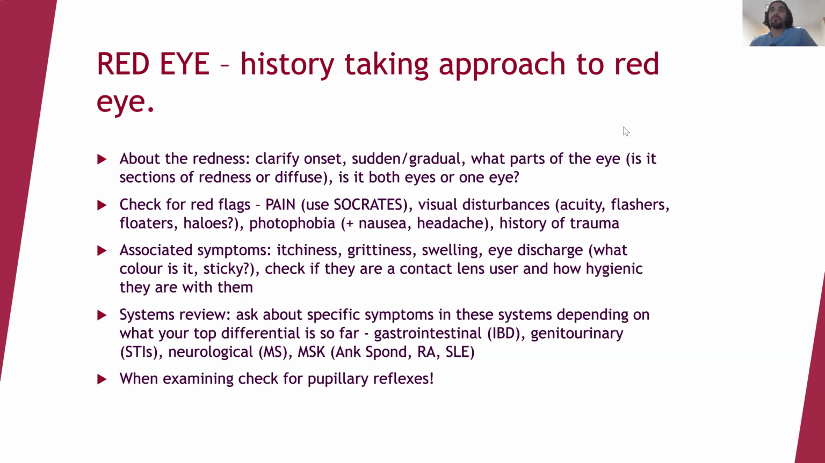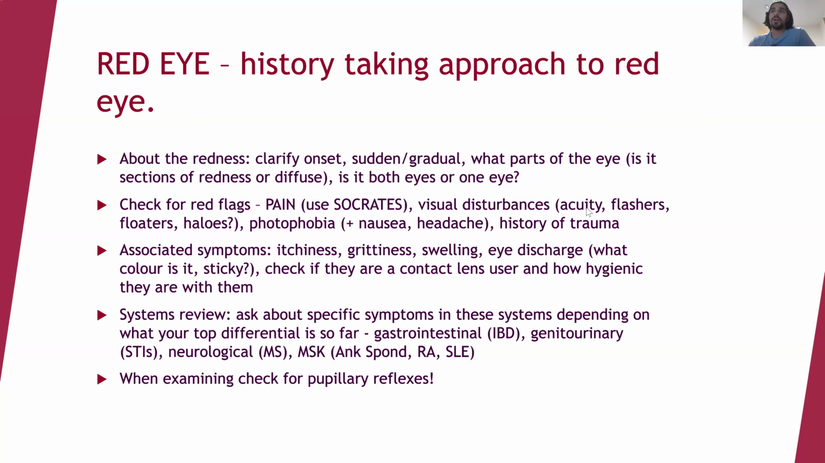So red eye, taking a history. It's similar to SOCRATES. So when was the onset? Was it sudden? Was it gradual? Where is it? Is it one eye or both eyes? Due to pain, if it is pain, again SOCRATES. The key red flags you want to look out for are visual disturbances. Is it more blurry? Do you see flashes and floaters? Do you see halos? Is there photophobia? What about meningitis, if you have nausea and headache? Is there a history of trauma? Those are the main red flags we want to look for. If they do have an OSCE station about a red eye, then this will be really important.